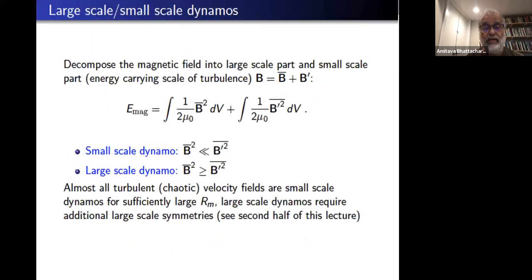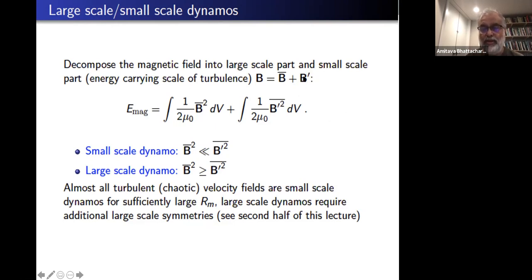Now, in a typical problem like this, the magnetic field is quite turbulent. So imagine that you decompose the magnetic field into a large scale part and a small scale part. The small scale part actually represents the energy of the turbulence. So if you simply write your E magnetic, which is total B squared, then you have B bar squared plus B prime squared. These are positive definite terms. But then there's a cross term, B bar times B prime, and that does not have a definite sign.